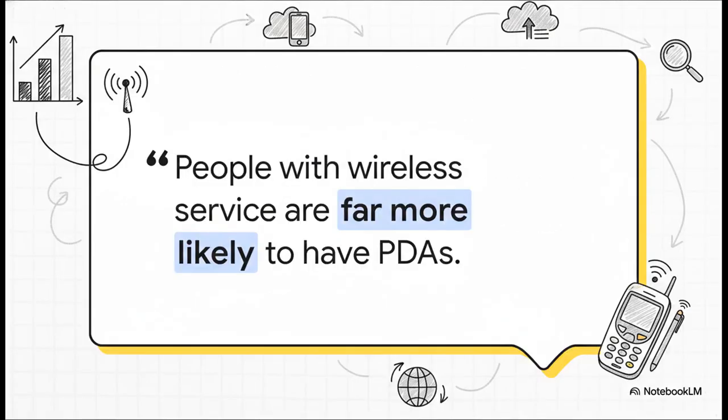So what's the story here? The chart makes it totally obvious. People who have wireless service are way more likely to also have a PDA. See? We didn't just make a pretty graph. We actually found a real relationship in the data. We found a piece of the story.